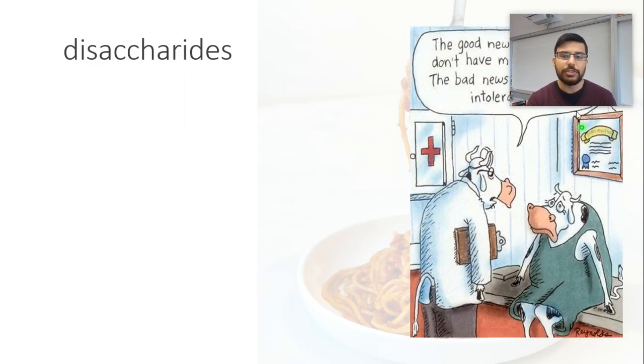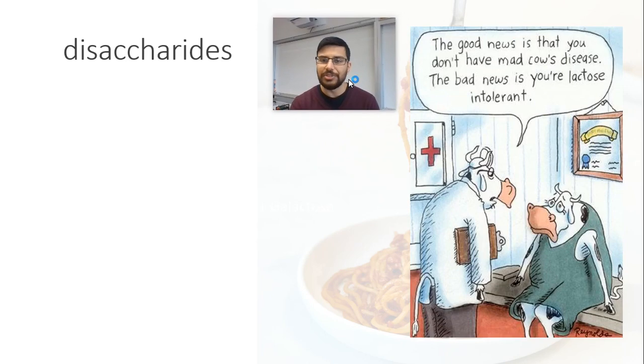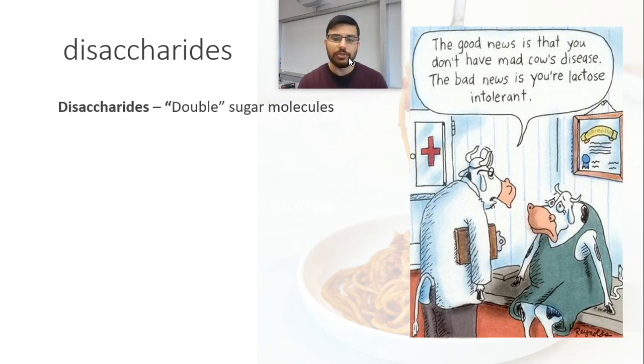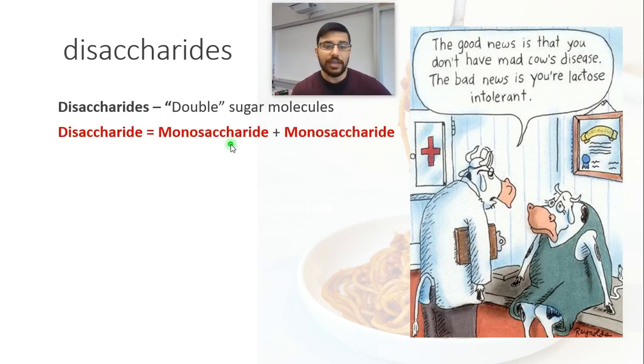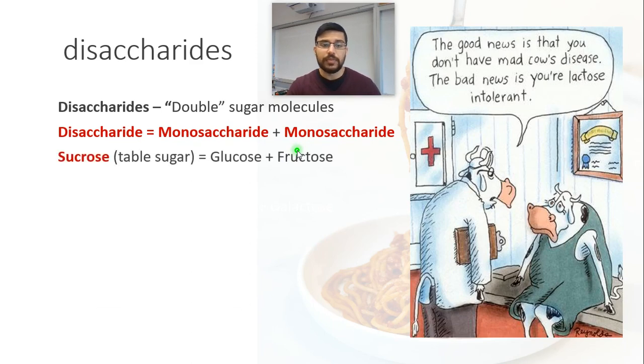Disaccharides are going to be two units together. If you want to see the cartoon, it's there as well. So disaccharides are going to be two of these sugar units working together. So we're going to combine those two sugar units into one. So we call them double sugar molecules or two sugar molecules. In this case, you're taking a monosaccharide and another monosaccharide, and you're combining them together. So you take those two monosaccharides, you put them together, and now you have that disaccharide molecule.